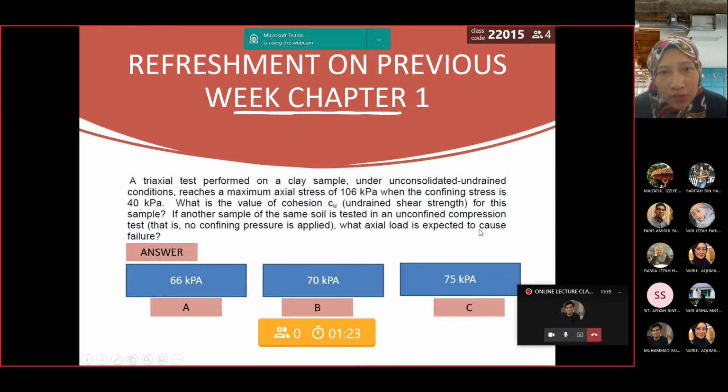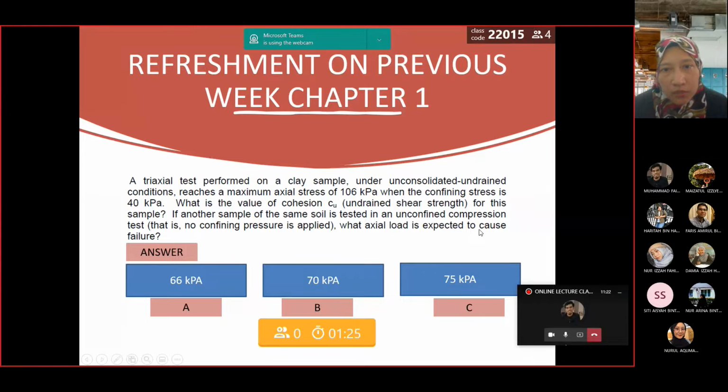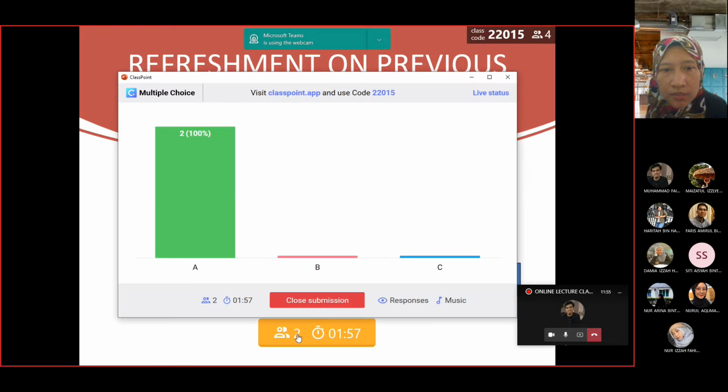So back to this question: the triaxial test performed on the sample under unconsolidated undrained conditions gives a maximum axial stress of 106 kPa when the confining stress is 40 kPa. What is the value of cohesion under shear strength from this sample? Another sample is tested in an unconfined compression test, where no confining pressure is applied. What is expected to cause failure? Okay, can you give me the answer, among answers A, B, C?